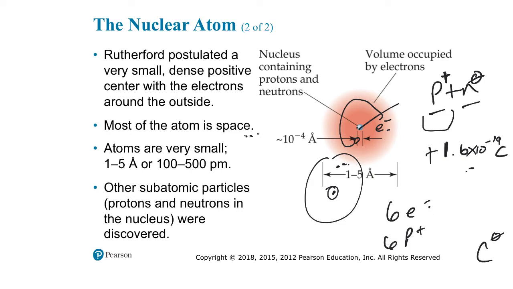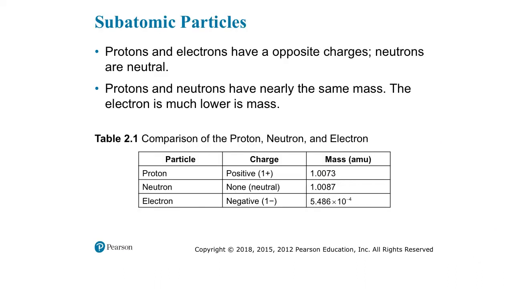So the atoms are small, talking 1 to 5 angstrom. That's 100 to 500 picometers. An angstrom is 10 to the minus 10 meters. So you're talking 1 to 5 times 10 to the minus 10 meters in terms of the diameters of these atoms all the way across, accounting for the electrons in the space they occupy. The other subatomic particles, protons and neutrons, are found in the nucleus.